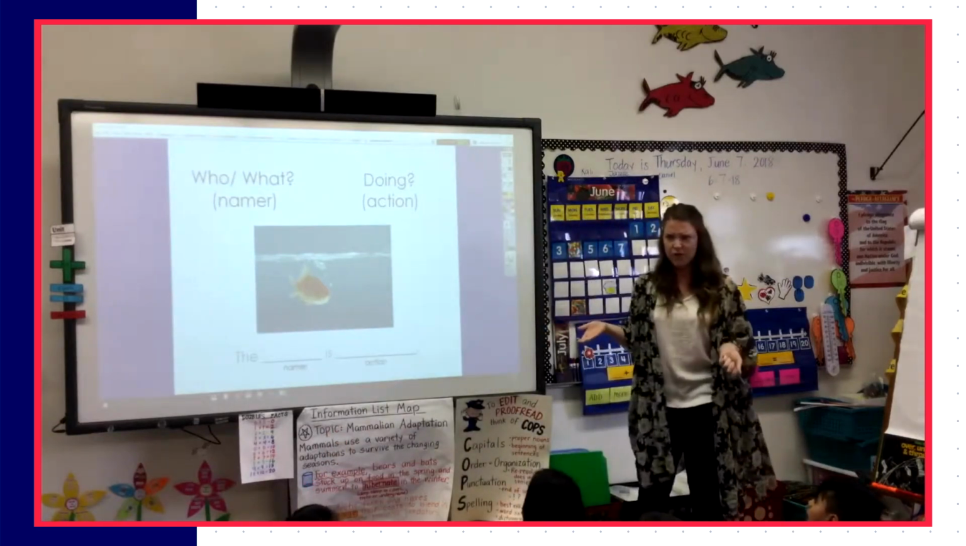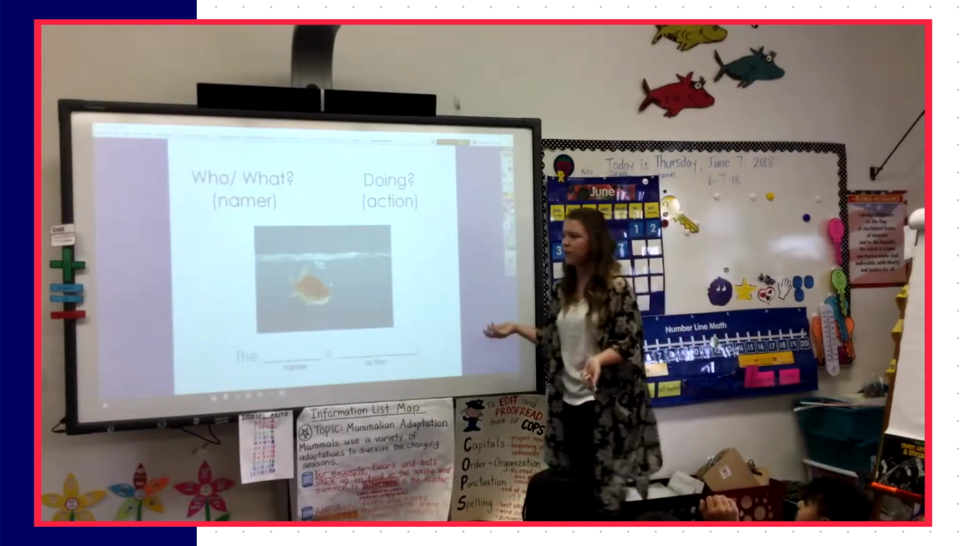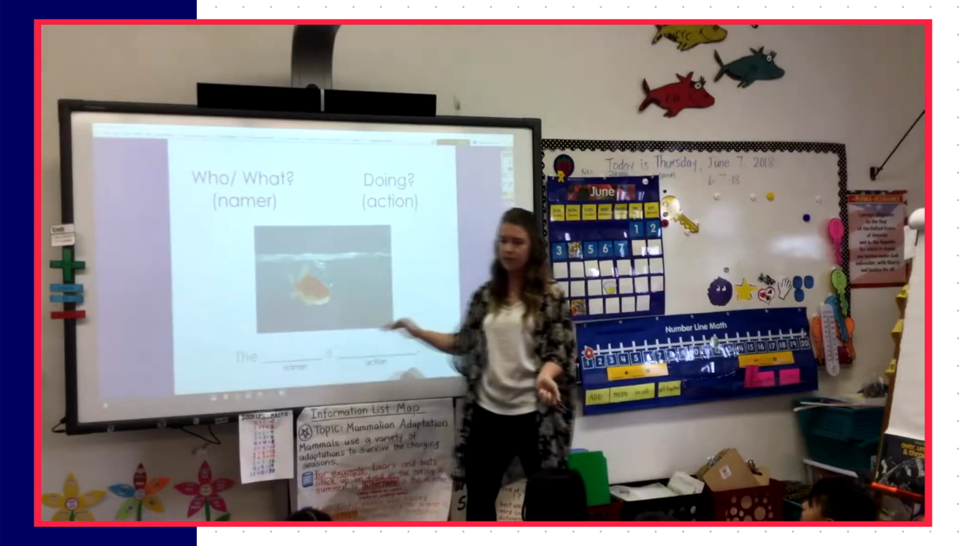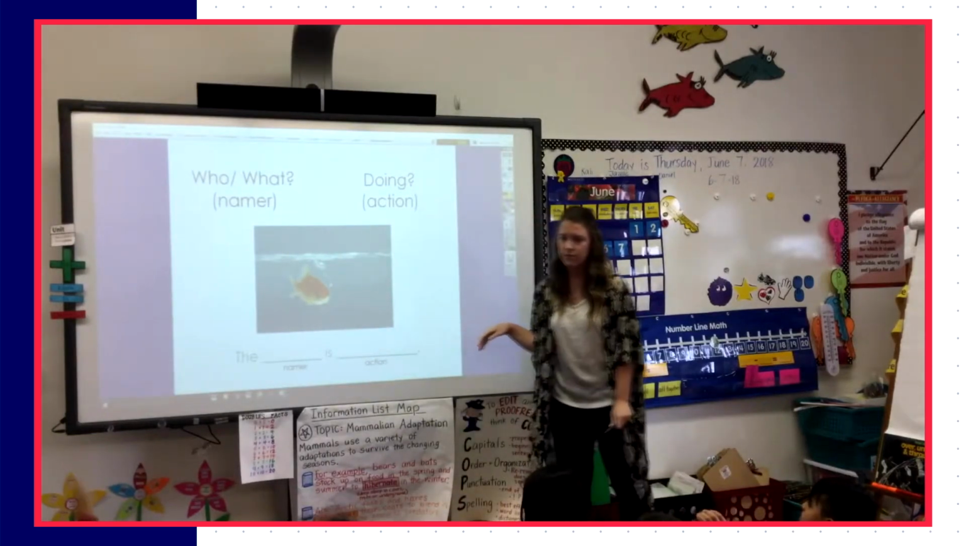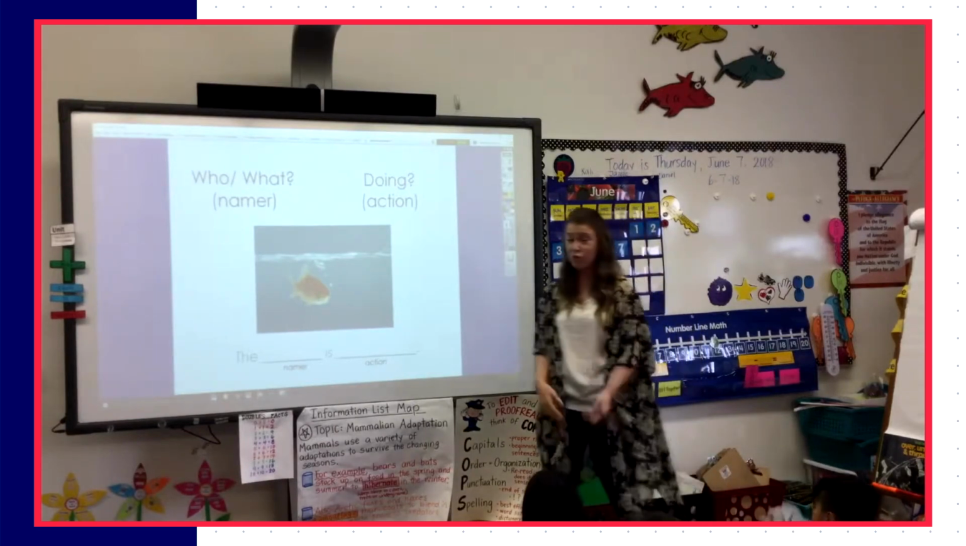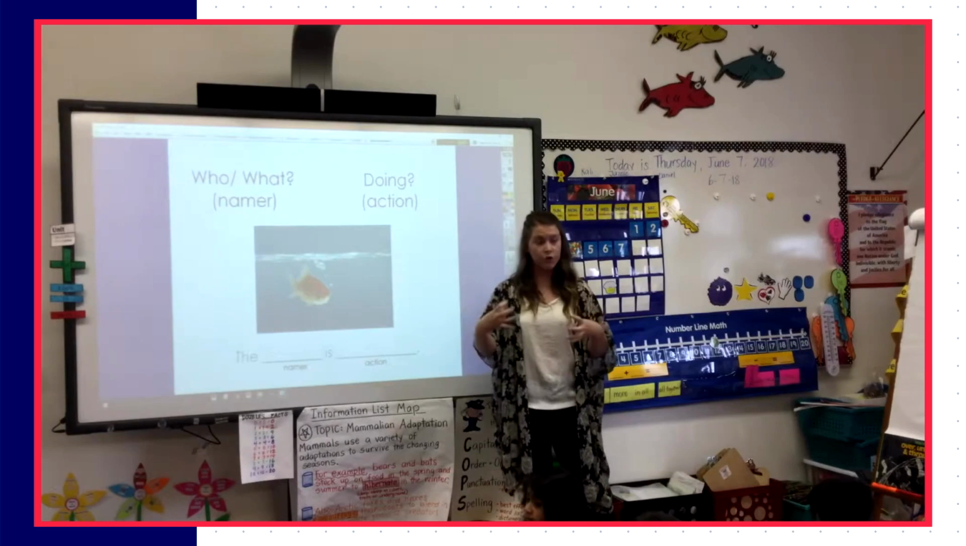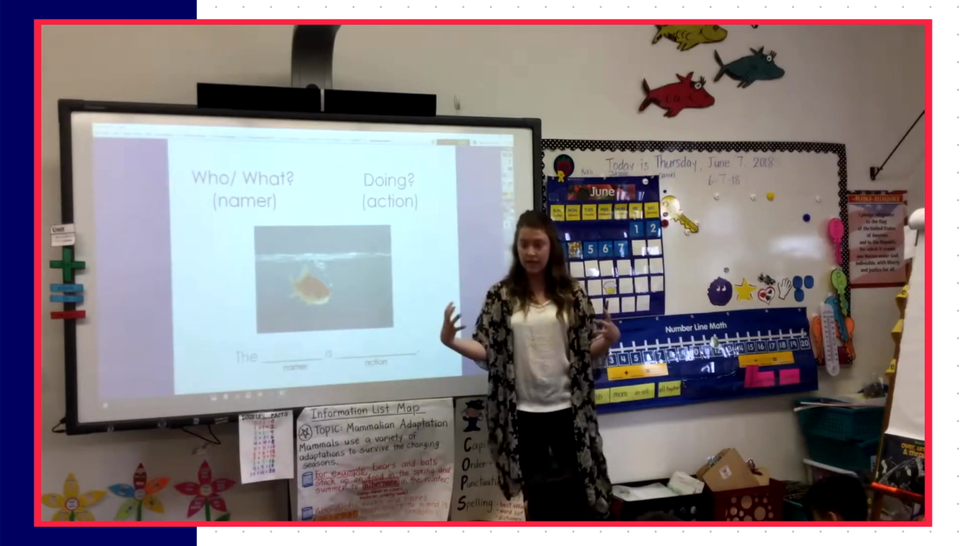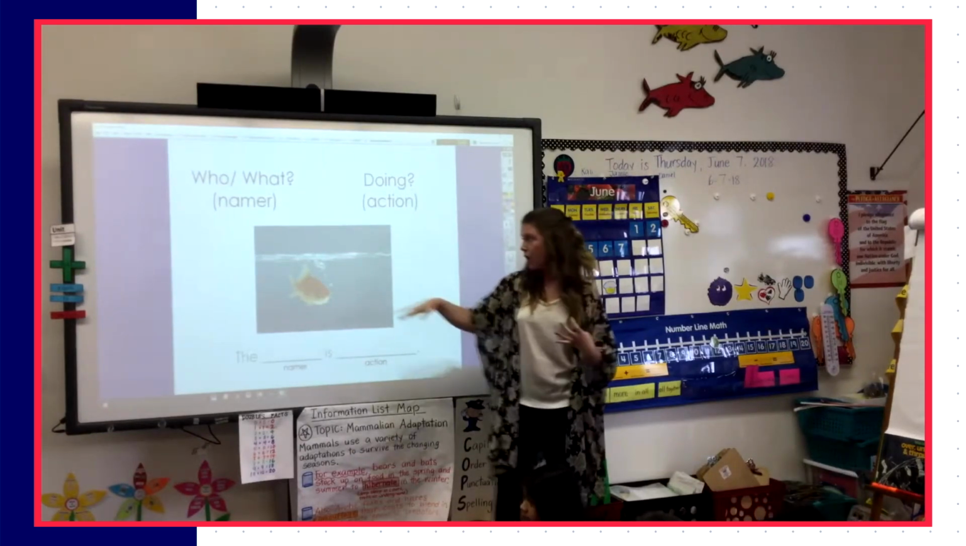Swimming. The fish is swimming, right? Can anyone put that and tell me the whole simple sentence, Giselle? The goldfish is swimming. Now, Brayden did a great job of saying goldfish. He already expanded his sentence by saying what kind of fish.